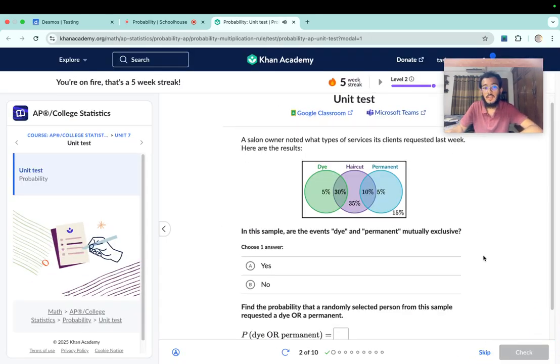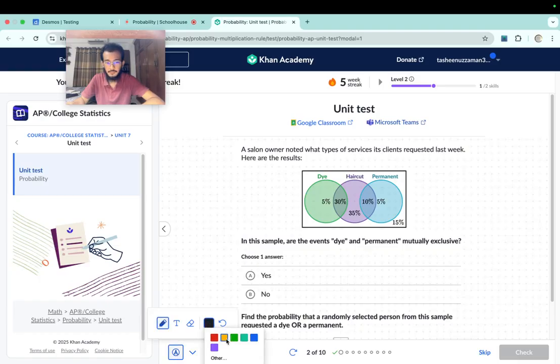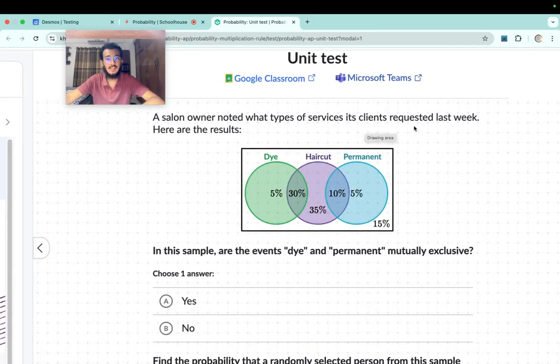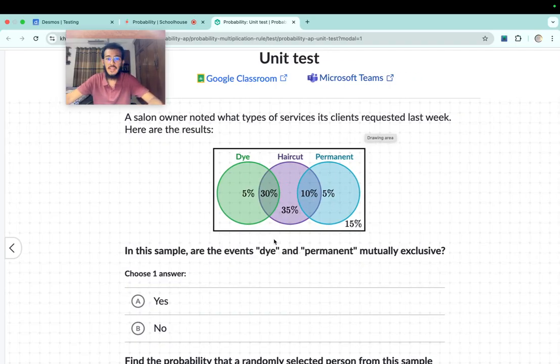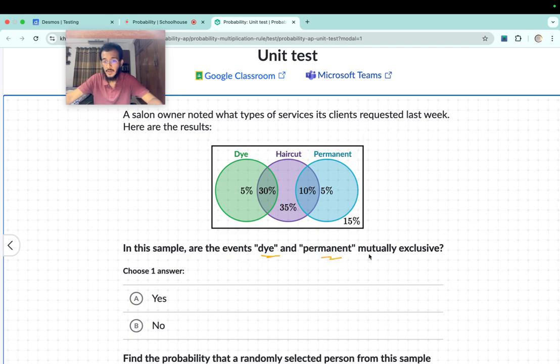There you go. For the second question, a saloon owner noted what types of services its clients requested last week. Here are the results: dye, haircut, and permanent. 15% represents the percentage of clients who requested none of these three: dye, haircut, and permanent. In this sample, are the events dye and permanent mutually exclusive?